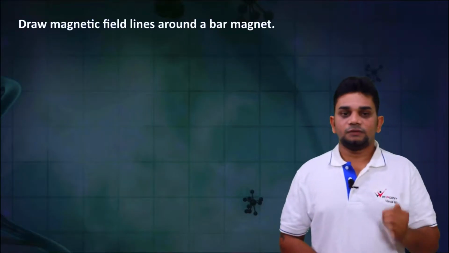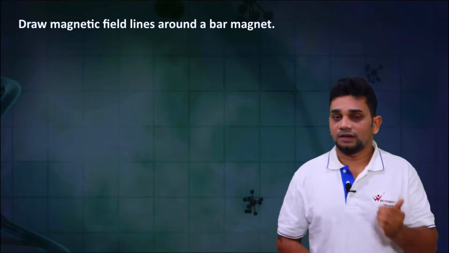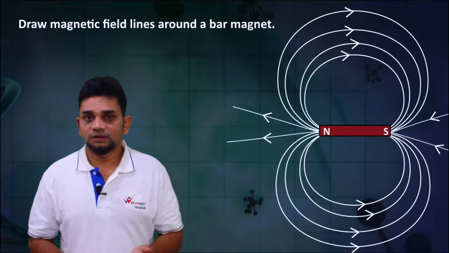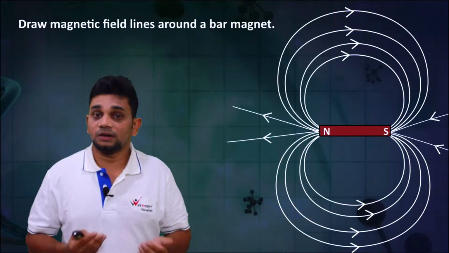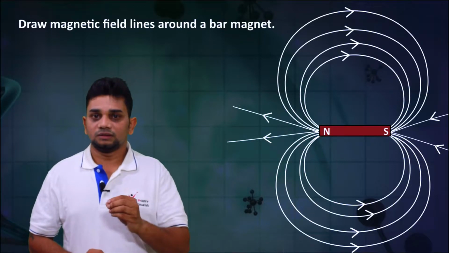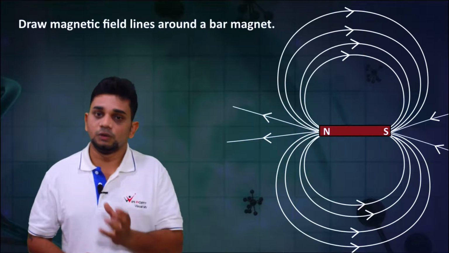Draw magnetic field lines around a bar magnet. We are going to draw magnetic field line around a bar magnet. Here, this is the magnetic field line around bar magnet. Now we know about magnetic field line. Magnetic field lines are imaginary lines. These are coming from North Pole and it is going to South Pole. It is a continuous loop, right?